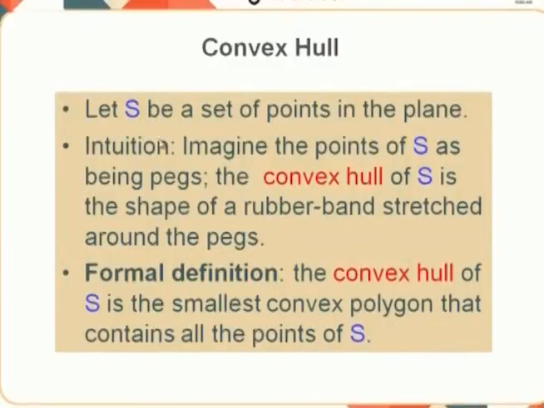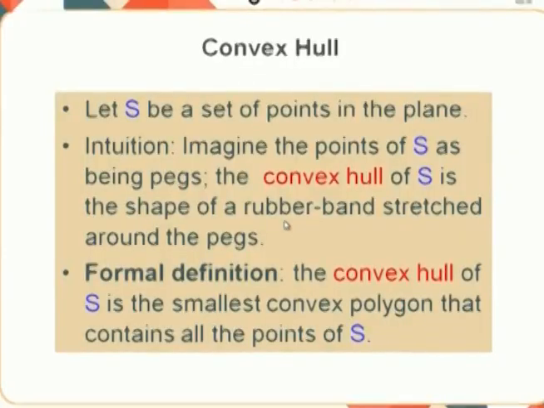So, convex hull is a very interesting problem where we are given a set of points S, and just imagine all the points as pegs. Then we can say the convex hull of S is nothing but the shape of the rubber band stretched around the pegs. In other words, convex hull is the smallest polygon that is available to encompass all the points of this. The formal definition can be given like this.